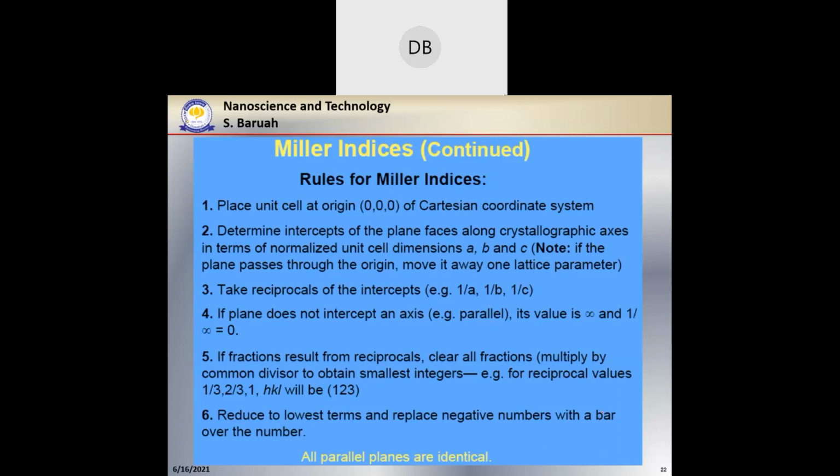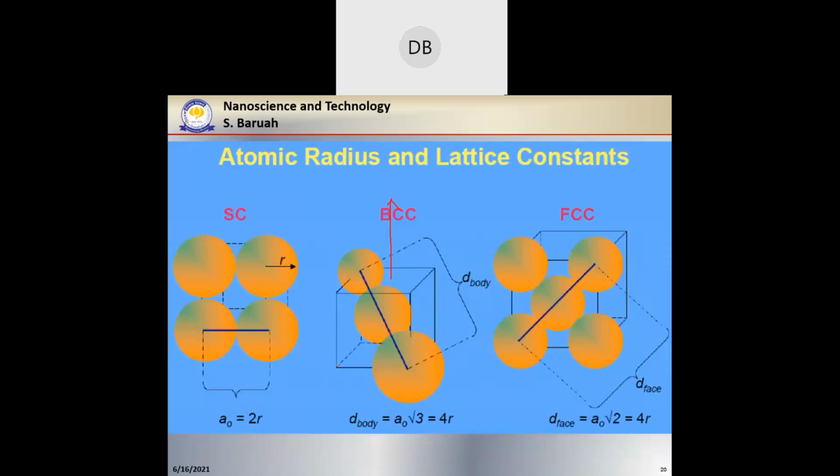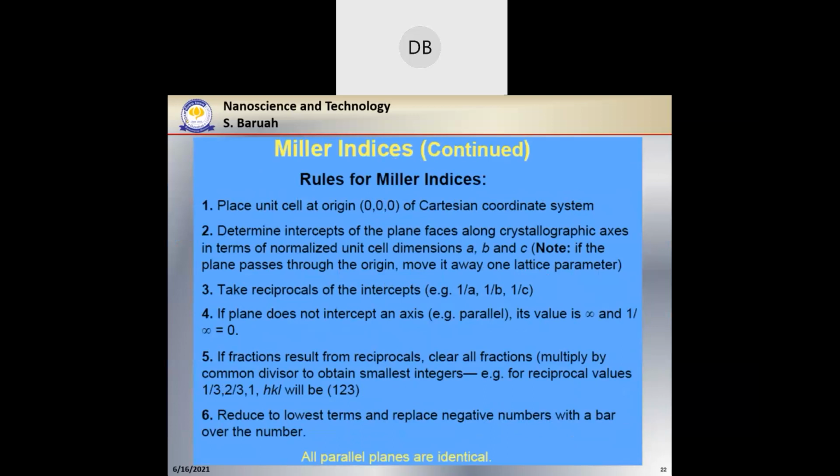So this is how we do the calculation. You say place the unit cell at the origin. That means one corner of the unit cell we will consider to be the 0, 0, 0 point. All right, and then we do the calculations. So place the unit cell at origin 0, 0, 0 of the Cartesian coordinate system. So it's a Cartesian coordinate system of 3 dimensions, right? X, Y, and Z.